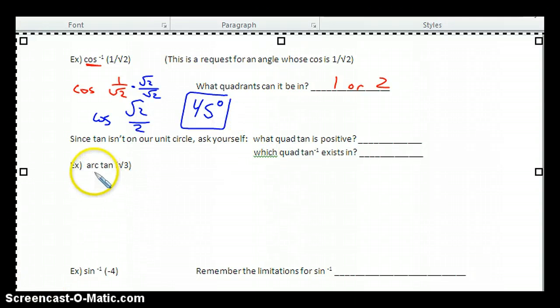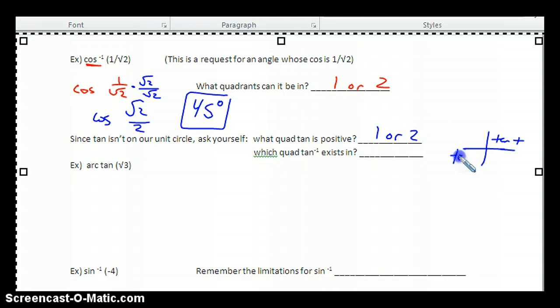Alright, my next example is asking me now to find the tangent inverse, or the arctangent, of the square root of 3. Well, what I know is that there is no tangent on my unit circle. I only have sine and cosine values. But I'm looking for an angle that gives me a positive tangent, so I want to know where tangent is positive. I know that tangent is going to be positive in quadrants 1 or 2. So again, I'm looking for where tangent is positive. I know tangent is positive here.